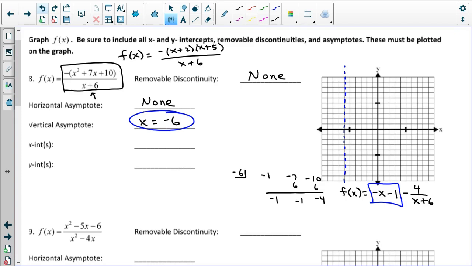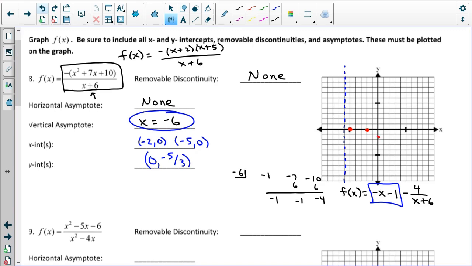So the x-intercepts of this graph are going to be where the numerator only equals 0. So that's at negative 2, 0, and negative 5, 0. And then the y-intercept is going to be at negative 10 sixths or negative 5 thirds. So I can put those points on the graph. So I have a point at negative 2, 0. I have a point at negative 5, 0. I have a y-intercept at negative 5 thirds. So that looks something like this.